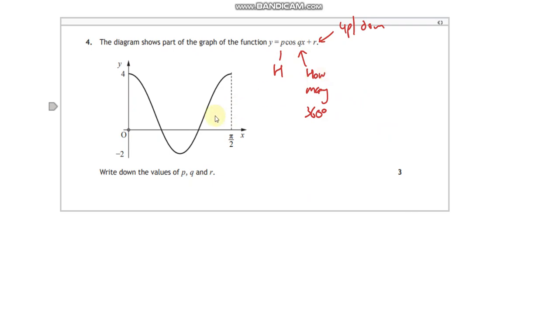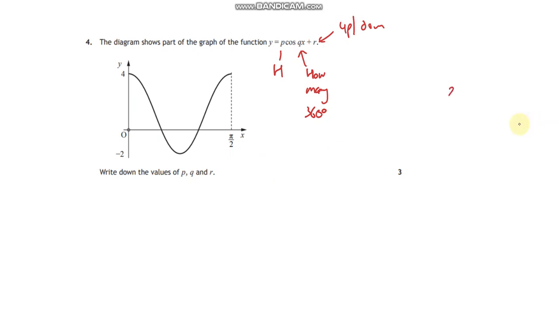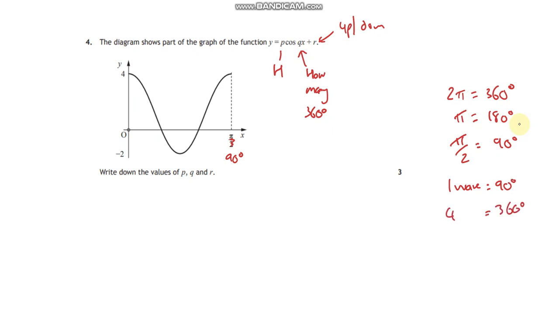So the first thing I always think is the how many is the easiest one. Okay, so this has got it in radians to try and confuse you, but that shouldn't confuse us. I know there's 2 pi radians in 360 degrees. Therefore, there's pi radians in 180 degrees. So pi over 2, divided by 2, that's 90 degrees. So to go up to 360 if I've got one wave in 90 degrees, how do I get from 90 to 360? Well, I times both sides by 4, so I'm going to have 4 waves. So I know that my Q value is going to be 4.